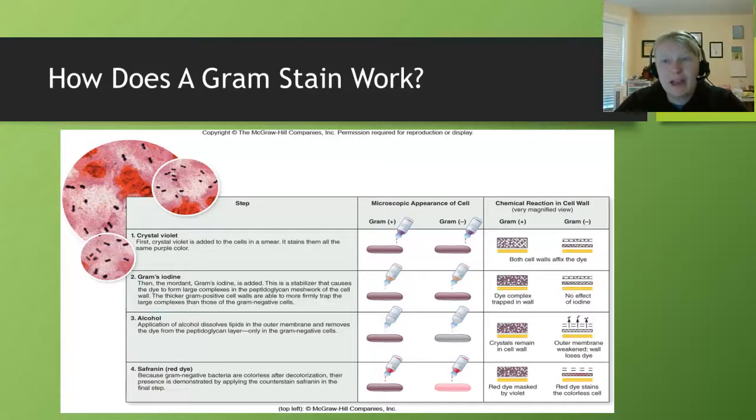Then what we do is we add some alcohol. The alcohol dissolves that outer membrane of the gram-negative cell, leaving the gram-positive still purple intact, but the gram-negative is now clear. So then when we add the safranin dye, the gram-negatives will take it up and appear red under the microscope, while your gram-positives will remain purple, just like we saw. Don't worry about it too much if you're feeling a little stressed about that. You're going to get a lot of practice in lab, but this just helps you understand how that stain process actually works.